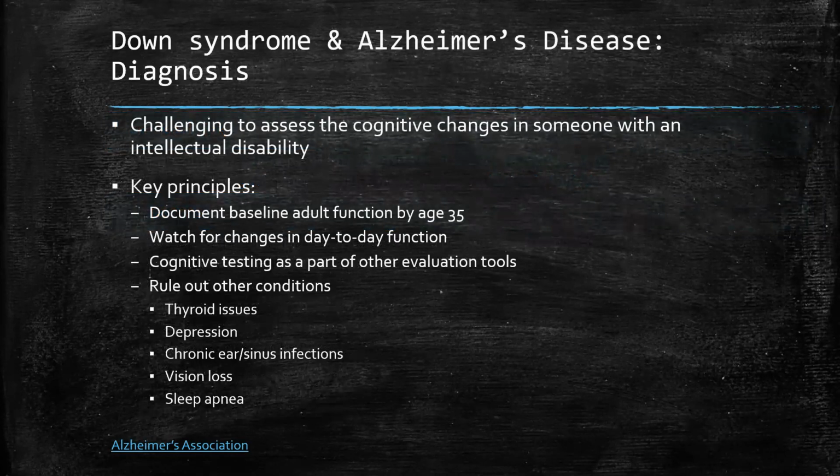So diagnosis can be challenging. It's hard to assess cognitive changes in someone that has an intellectual disability. Some of the key principles that are recommended is, almost like with MCI, we really want to document a baseline adult function. By the age of 35 in the population of Down syndrome, we would want that to be documented.